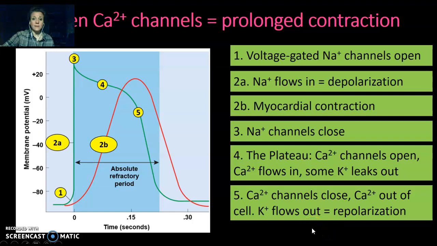At about number 5, we have our calcium ion channels closing. Calcium is now going to be pumped out of the cell, which is going to make this repolarization happen a lot faster. So we have a much steeper negative slope here on this side of our curve. And again, here's our absolute refractory period. So we're not going to be able to stop or start another heartbeat during the time frame of this blue box, again, unless there's something wrong with the conduction system.